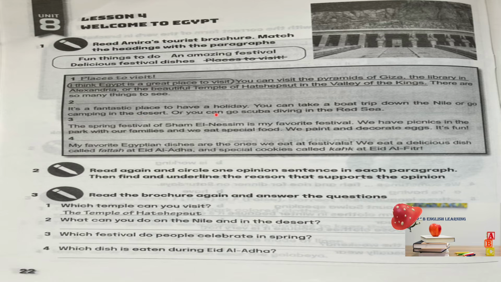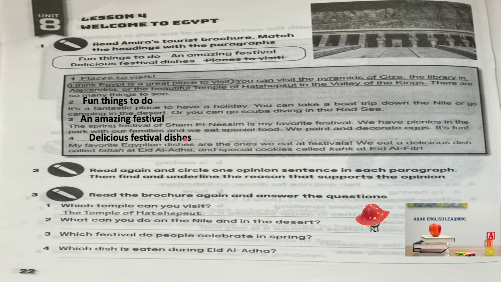Exercise 2, you will choose the correct heading according to what you read. It's a fantastic place to have a holiday. You can take a boat trip down the Nile, or go camping in the desert, or you can go scuba diving in the Red Sea. So what are these things? Yes, these are fun things to do. The Spring Festival of Sham al-Nisim is my favorite festival. We have picnics in the park with our families, and we eat special food. We paint and decorate eggs. It's fun. So what we are talking about here, yes, an amazing festival. My favorite Egyptian dishes are the ones we eat at festivals. We eat a delicious dish called fatta at Eid al-Adha and special cookies called kahk at Eid al-Fitr. So what is the heading number 4? It is delicious festival dishes.